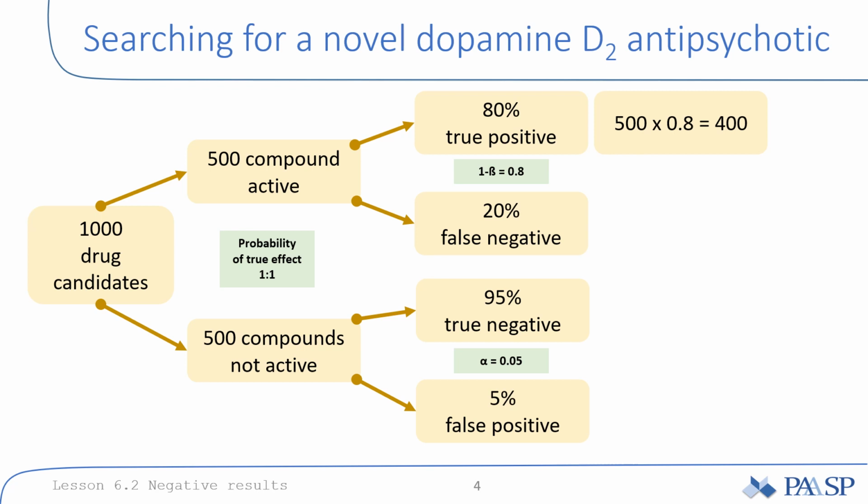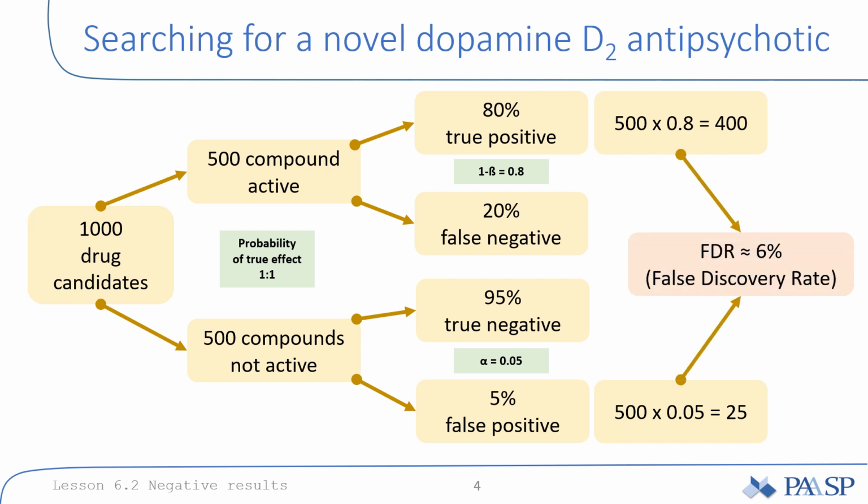80% of the true positives among 500 actives is 400. 5% false positives results in 25 molecules. So there will be 25 false positives among a total of 425 positives, or about 6%. So in this scenario, the false discovery rate will be 6%, which is very low.